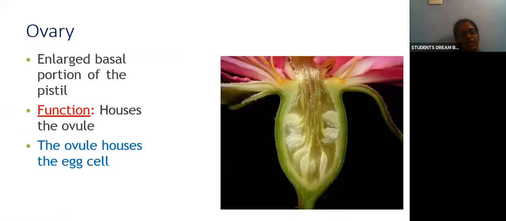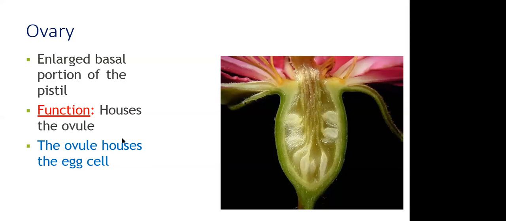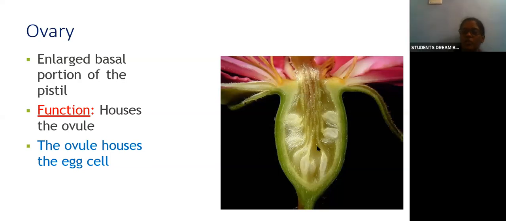Okay, so the third part is your ovary. So what is the ovary? It is the enlarged basal portion of the pistil. The enlarged basal portion of the pistil is called your ovary. The ovary houses the ovule. Ovary kulla vandu ovules irukum. Ovules contain the egg cells. Okay, it contains the eggs.